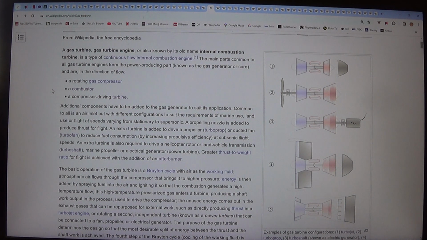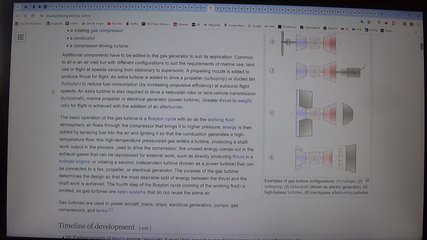Additional components have to be added to the gas generator to suit its application. Common to all is an air inlet, but with different configurations to suit the requirements of marine use, land use, or flight at speeds varying from stationary to supersonic. A propelling nozzle is added to produce thrust for flight. An extra turbine is added to drive a propeller (turboprop) or ducted fan (turbofan) to reduce fuel consumption by increasing propulsive efficiency at subsonic flight speeds. An extra turbine is also required to drive a helicopter rotor or land vehicle transmission (turboshaft), marine propeller or electrical generator (power turbine). Greater thrust-to-weight ratio for flight is achieved with the addition of an afterburner.